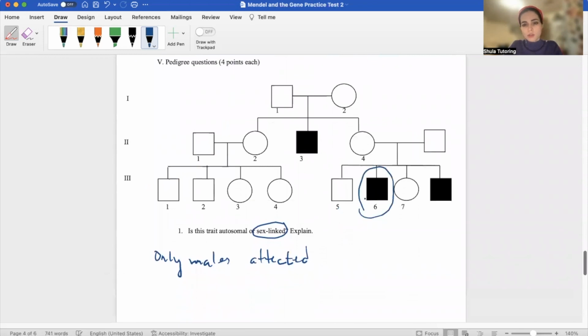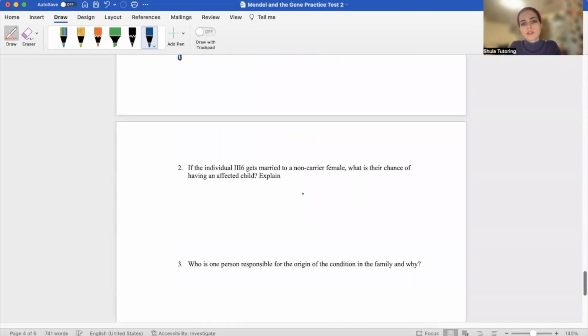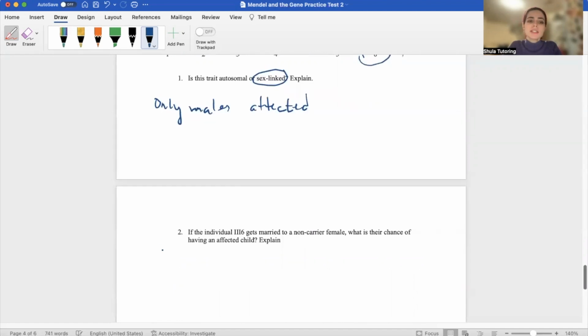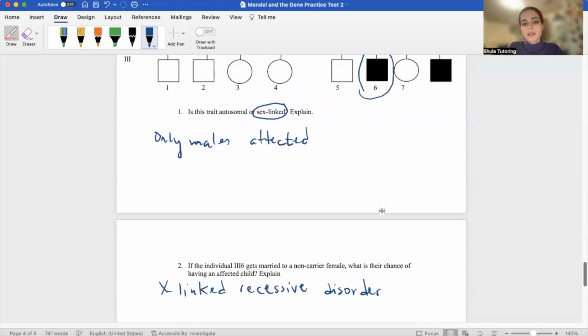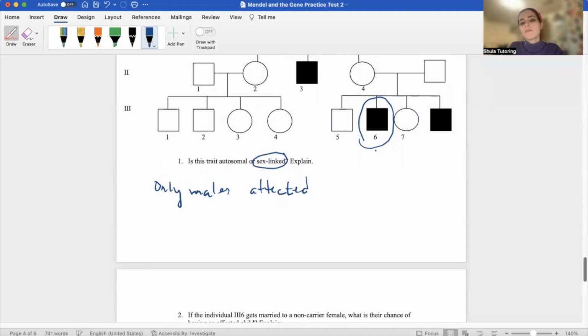If the individual 3-6, where is 3-6? That's this individual. If the individual 3-6 gets married to a non-carrier female, what is their chance of having an affected child? So this is an X-linked recessive disorder, because we know it's not an autosomal disorder. Or it could be a condition of some sort. It's not necessarily a disease, but let's just say if that's true, the male that is affected by it has his only X chromosome with that faulty gene.